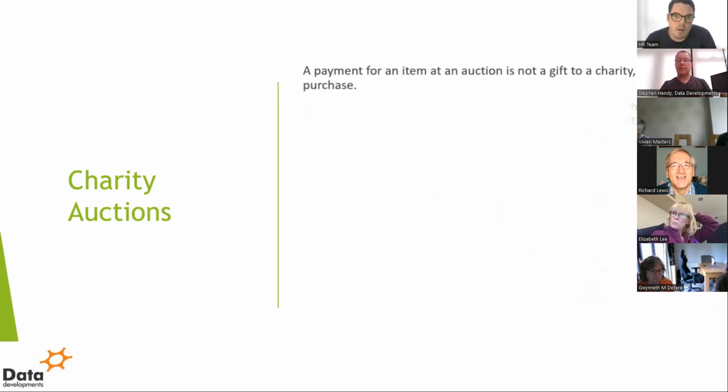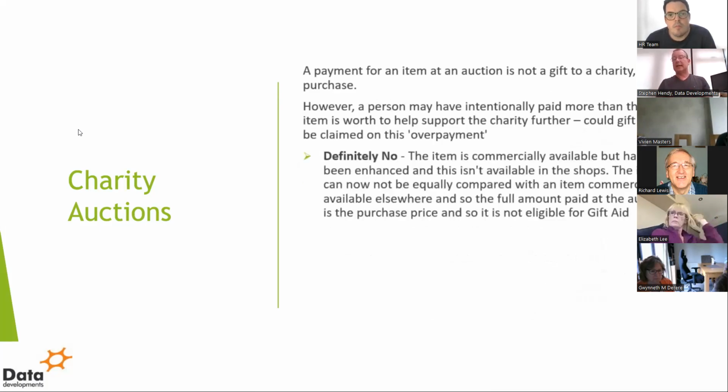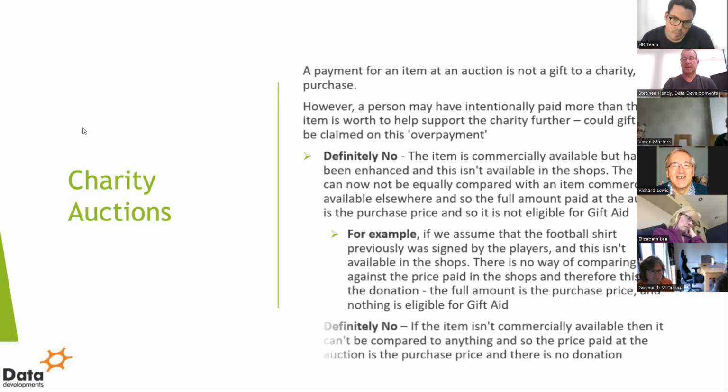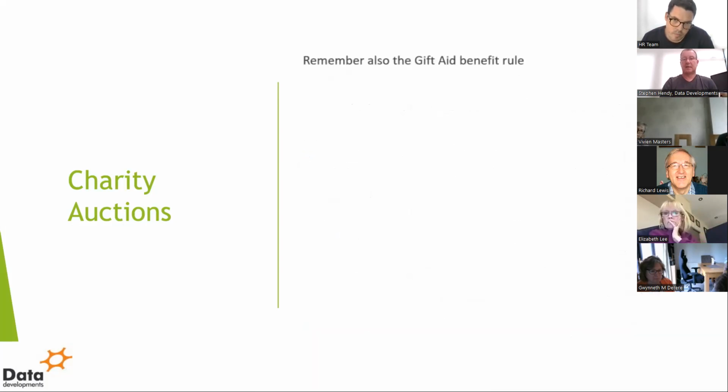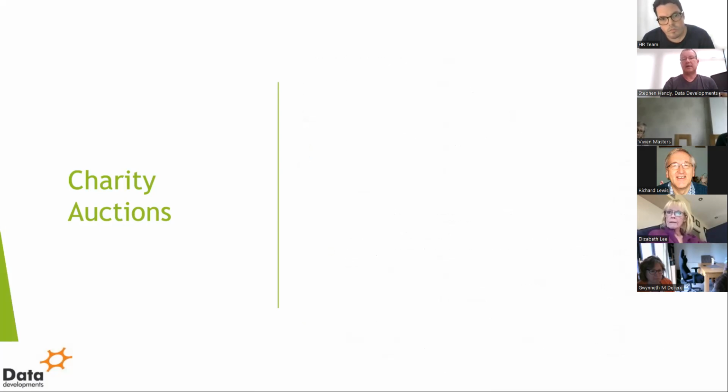If the football shirt, using that as an example, has been changed in any way, so let's say the football team have signed it, that isn't commercially available. Whatever is being paid at the auction is a purchase price, you can't claim gift aid on it. And for anything which isn't commercially available, it's a service that you can't buy. Again, the purchase price is how much is paid at the auction, you can't claim gift aid on it. And just the benefit rule, again, I'm going to skip over that.